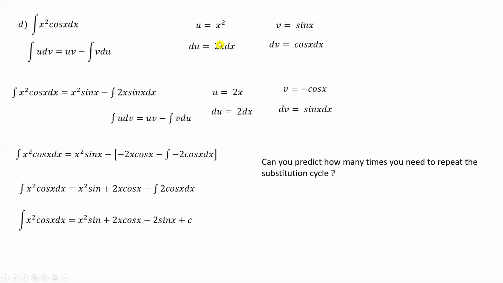X squared became 2x, 2x became 2. How long did it take us to get rid of the exponent? The answer is, however big the exponent is, that's how many times you have to repeat this. So if I gave you x to the 5th cos x, you would have to do the substitution 5 times. I know, it's lovely. Okay, let's try another one.